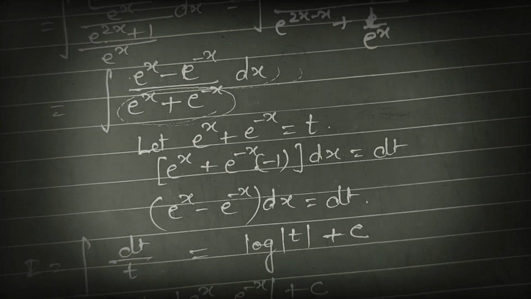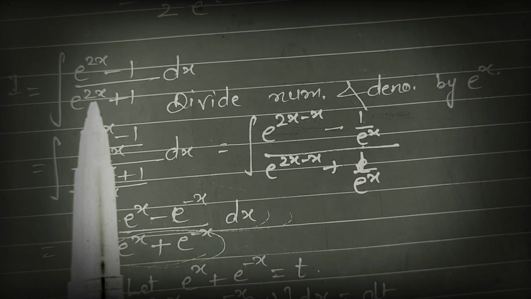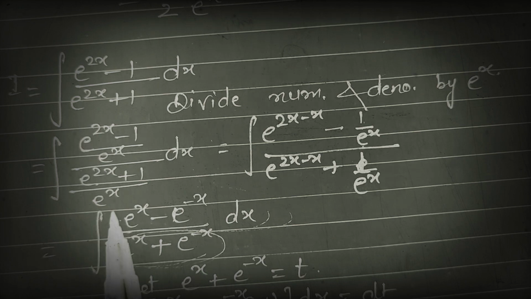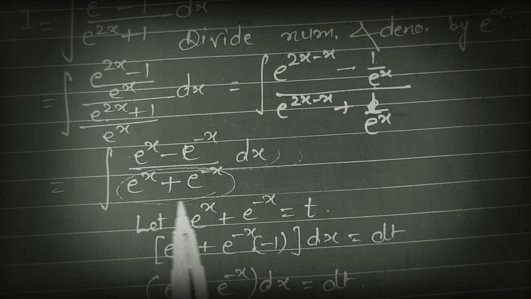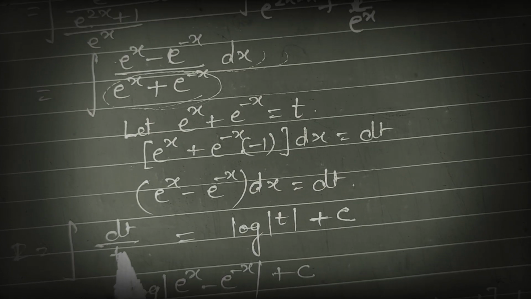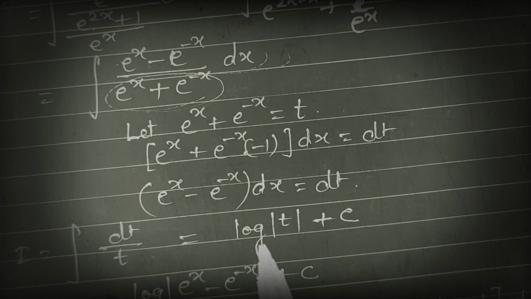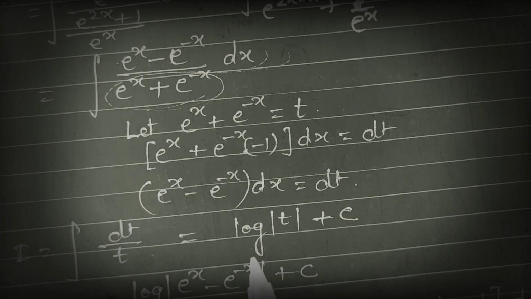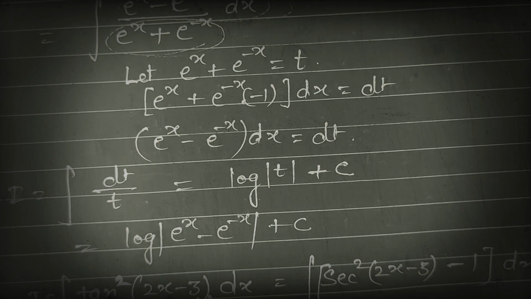So look at this. This part is t, and this is dt. According to this, we have taken this as t and this is dt. So this is dt upon t. Integration of 1 upon t with respect to t is log of t plus c, and put the value of t here because the question is in x form, so the answer should be in x form. So log of e^x minus e^(−x) plus c.